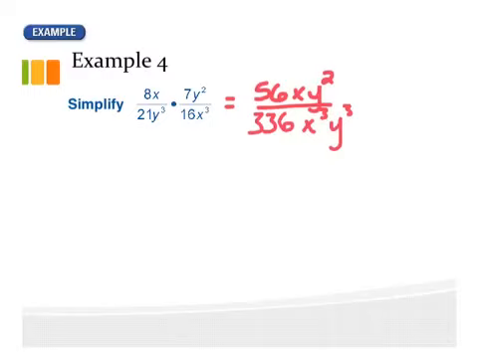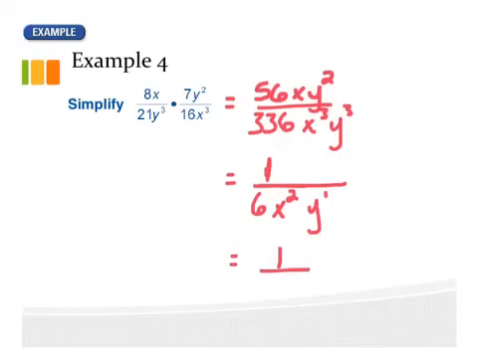Now I want to reduce or simplify that rational expression. So I'm going to reduce 56 over 336, which is 1 over 6. And then I have 1 x in the numerator and 3 x's in the denominator. So when they cancel, you'll be left with 2 x's in the denominator. And you have 2 y's in the numerator and 3 y's in the denominator. So when those cancel, you'll be left with 1 y in the denominator. And I'm just going to clean that up and make it look a little bit neater. We're left with 1 over 6x squared y.